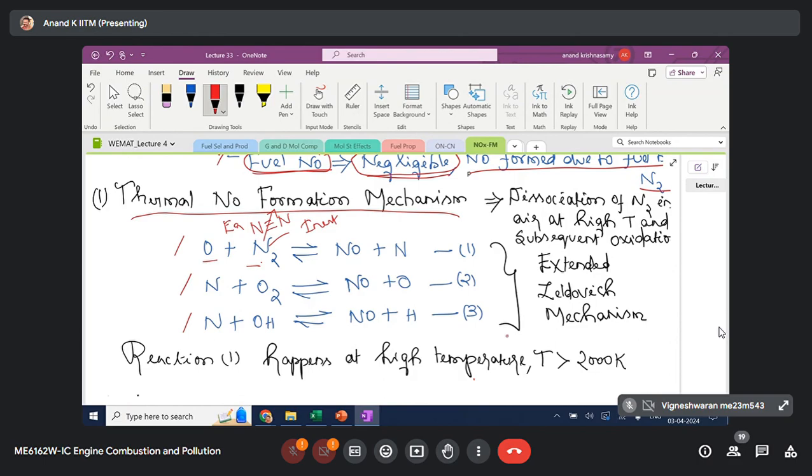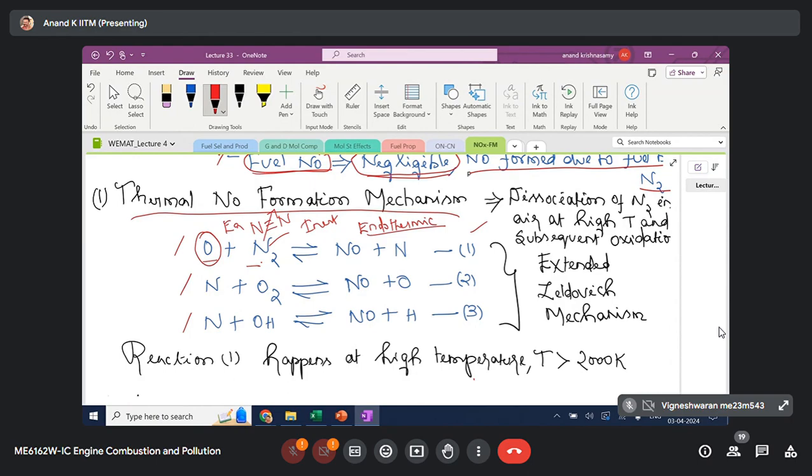That is what is happening in chemical reaction 1. The presence of oxygen radical triggers dissociation of nitrogen at very high temperature. This is an endothermic reaction. What is an endothermic chemical reaction? One which consumes heat, absorbs heat. Combustion is exothermic, that releases heat. Endothermic is just the opposite. It absorbs heat.